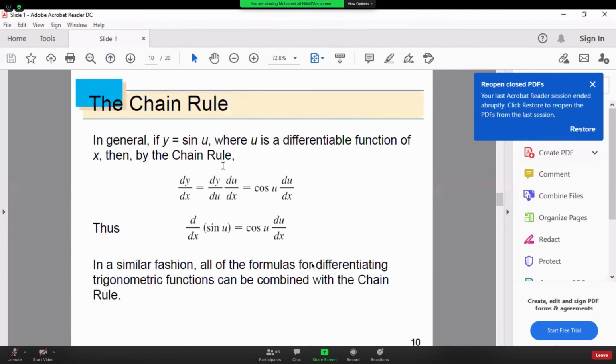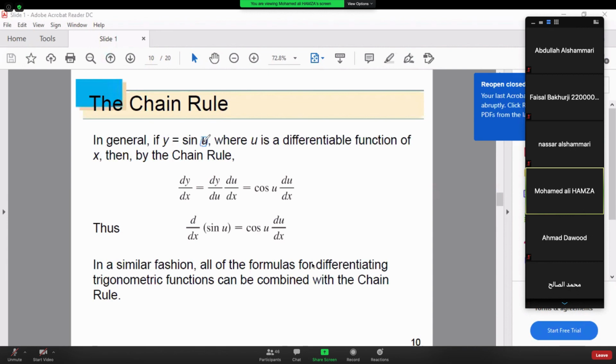Now, obviously, when we have sine u, if y equals sine u, for example, what is the outsider function and what is the insider function? The insider function is the function inside the parentheses, which is u. This is the insider function, and the outsider function is sine. The function we apply last is the outsider and the first is the insider. We have sine u, which means we apply u, then sine.